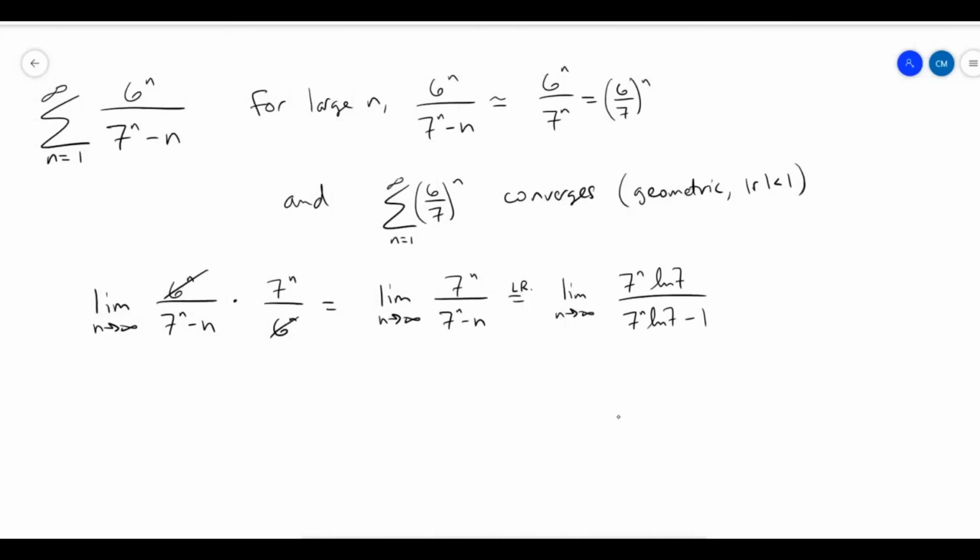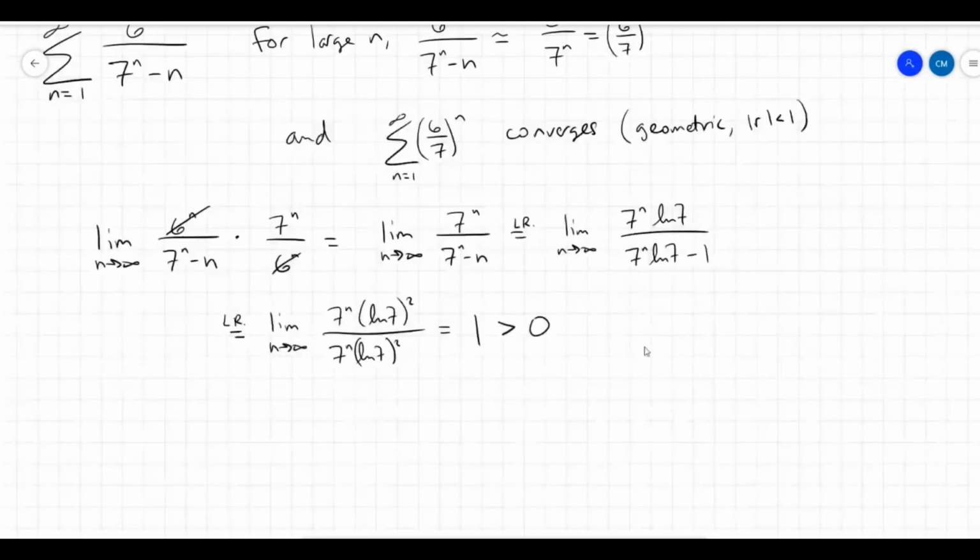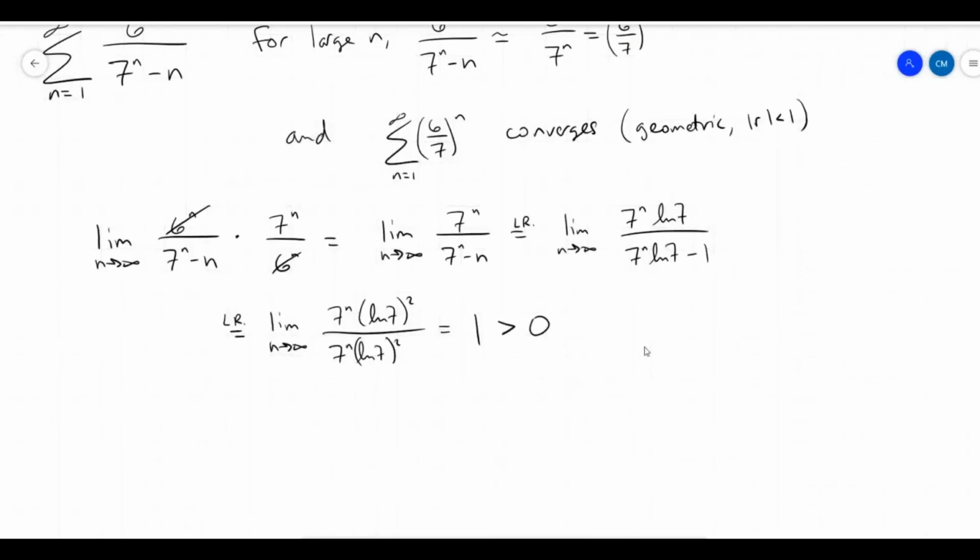And so we'll get, again, by L'Hopital's rule, if I do that again, 7^n times ln 7, now it's going to be squared. Same on the bottom, 7^n times (ln 7) squared. But now the minus 1 is gone, and everything is exactly the same in both the numerator and the denominator. And so that limit is just 1. And all we care about for limit comparison is that it is finite and positive. It certainly is. 1 is both finite and positive. So that means both series have to do the same thing. And since the one we compared to converges, so must the other one that we're looking at, by the limit comparison test.